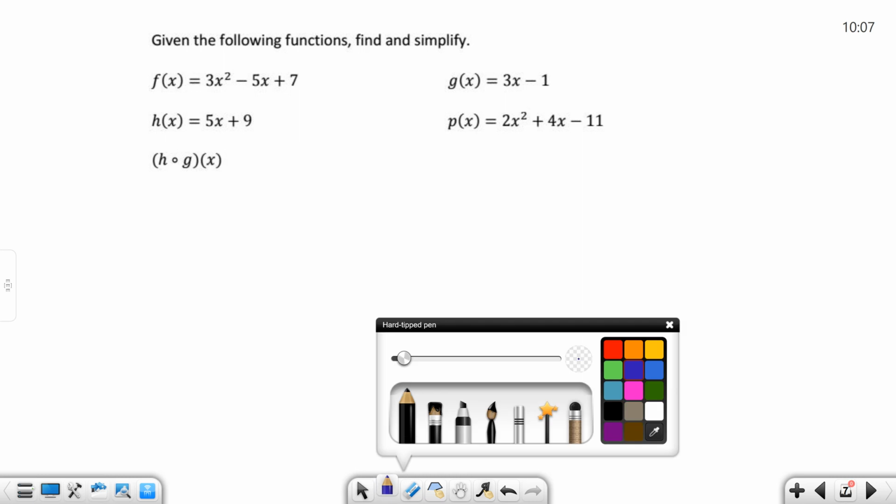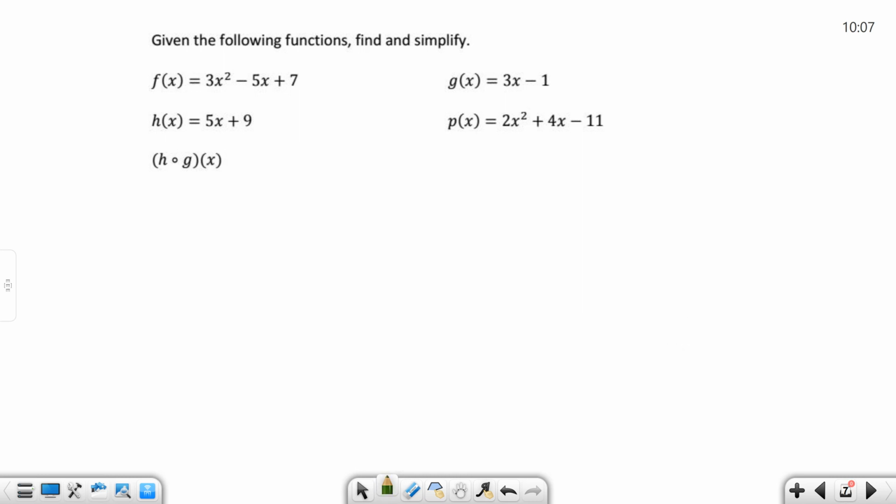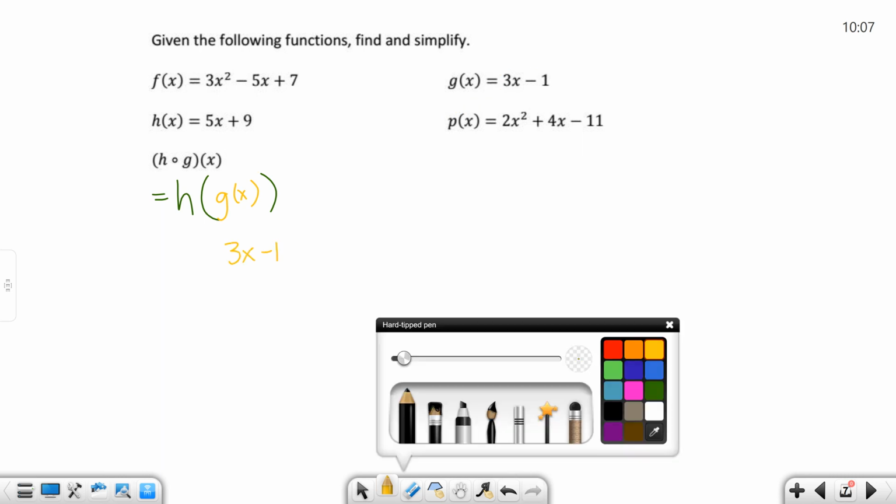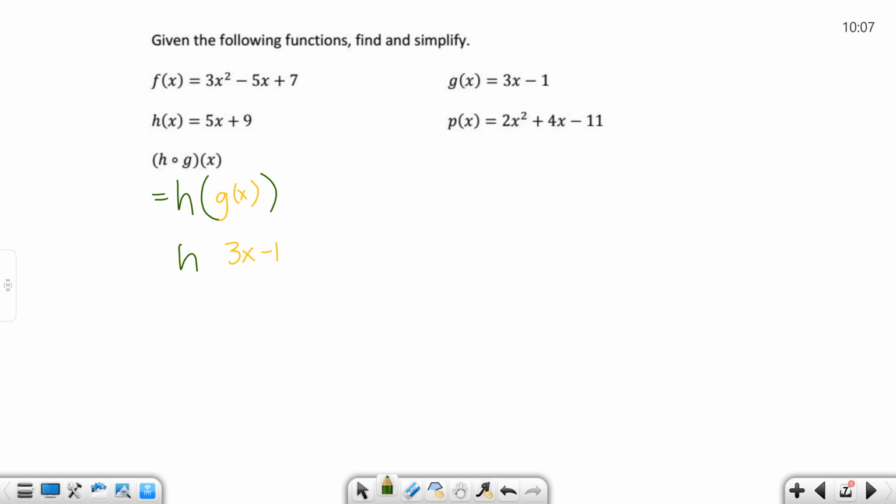All right, so let's look at this. H of g of x. So this means h of what? G of x. All right, and I told you I'm going to rewrite g of x. What is g of x? This goes in for this right here, right? So g of x is going to be 3x minus 1. So for my next step, I'm going to have h of that.